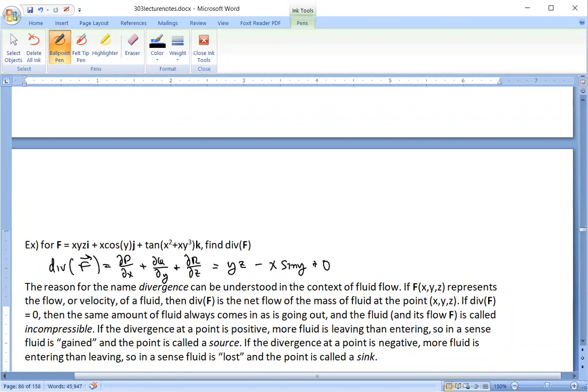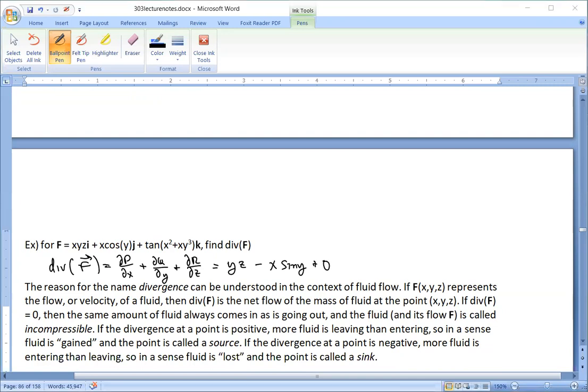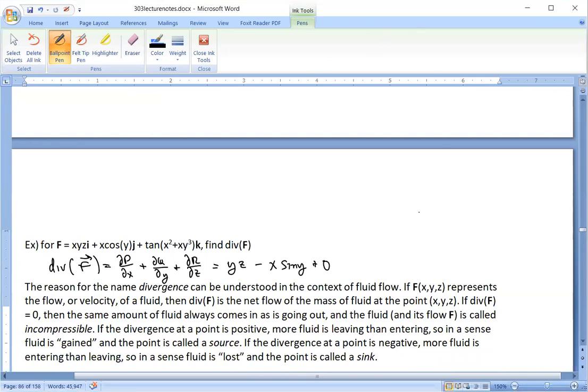If the divergence at a particular point is positive, that means more fluid is leaving than is entering. So in a sense, fluid is gained at that point, and that point is called the source. If divergence at a point is negative, that means more fluid is coming in than is going out. So in a sense, fluid is lost at that point, and that point is called a sink. So that's the divergence operator.